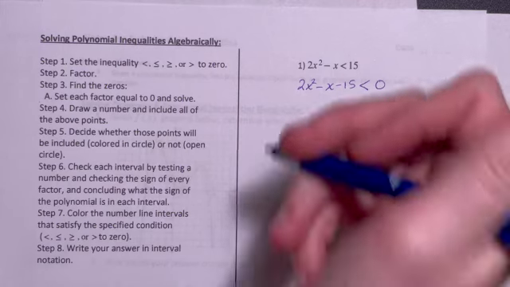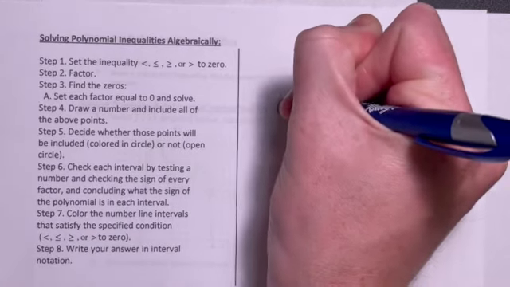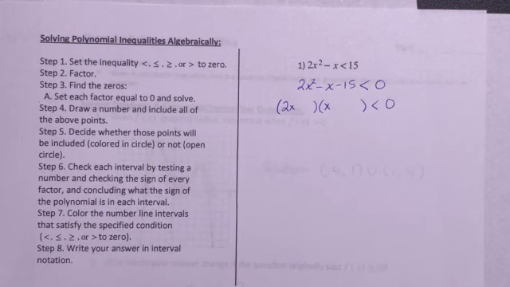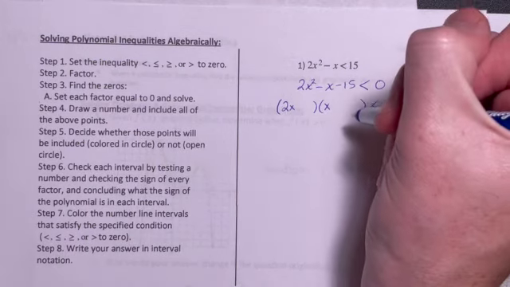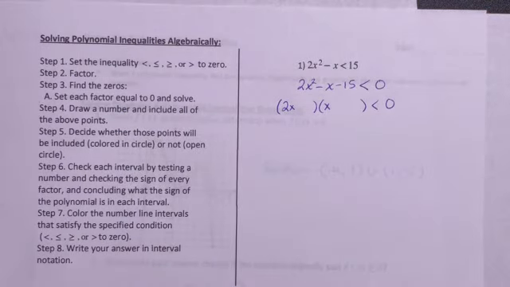If I put this in factored form, I'd have 2x times x to get my 2x squared. We can try different combinations of our factors of 15.